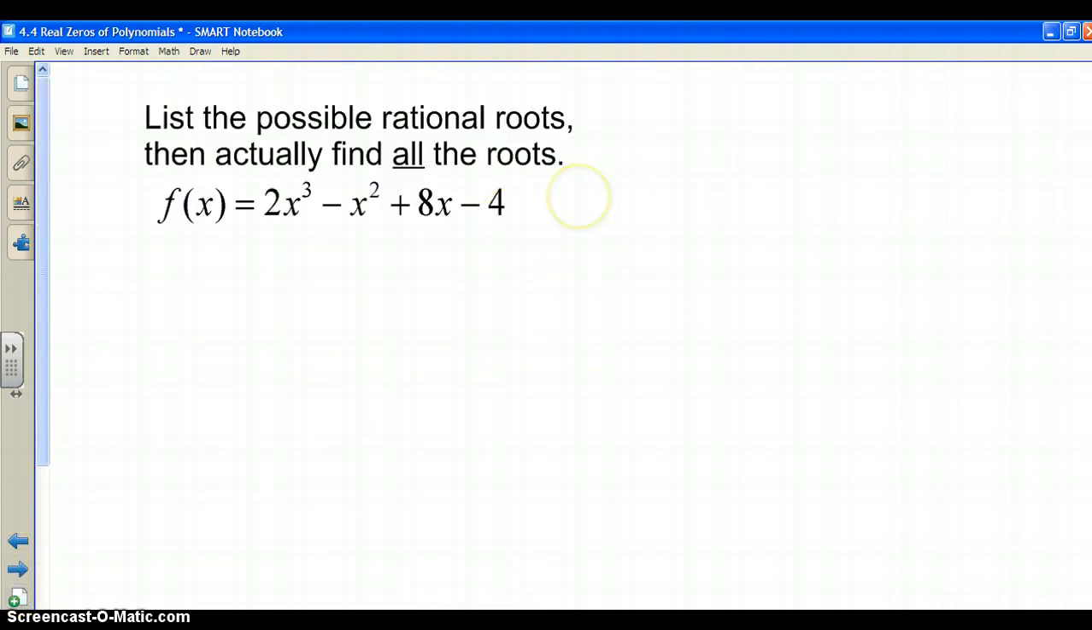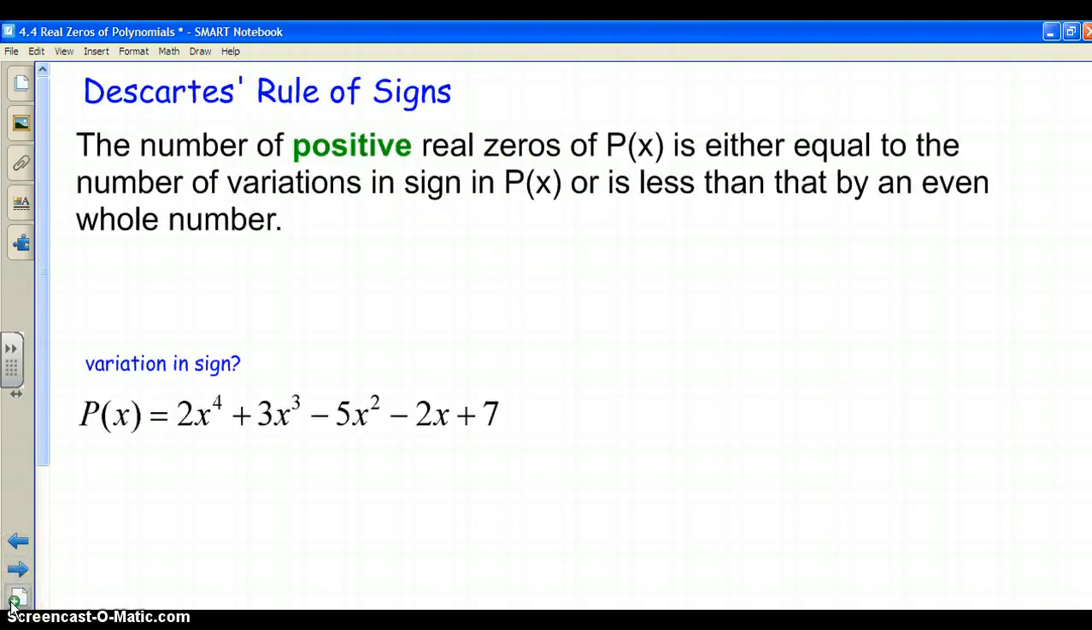Again, this problem is the same as the one we just did. I think I'm going to skip it. This is what I want to get to.